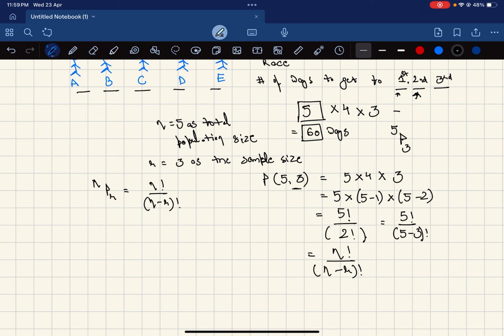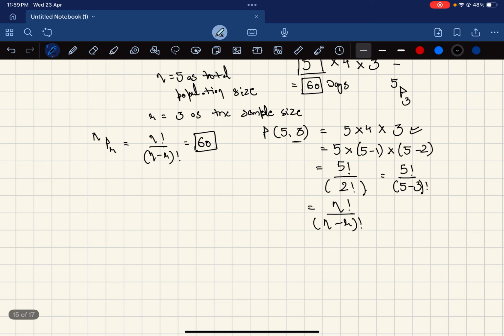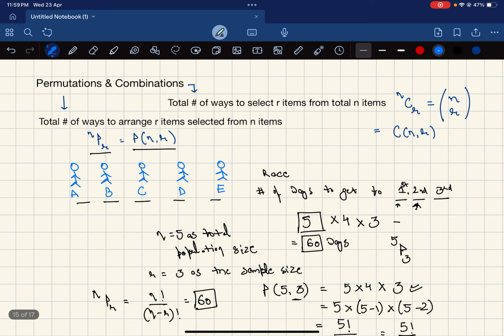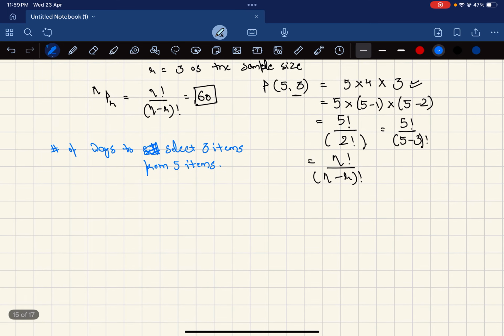Now since we are considering the positions here as significant, the number of ways we got is 60. But now let us say we only want to compute the number of ways to select 3 items from 5 items. This is the total number of ways to select r items from total n items. That is, this is a case of combination.